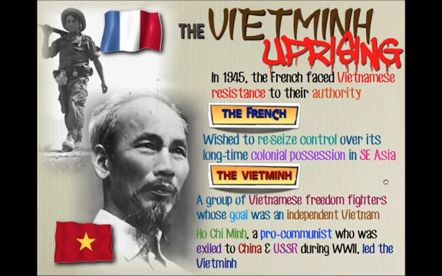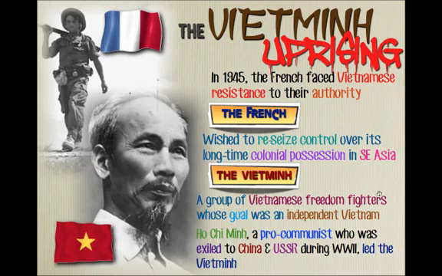Ho Chi Minh, a pro-communist who was exiled to China and the Soviet Union during World War II, led the Viet Minh. This has a big factor in which side the U.S. chooses. The U.S. began as a territorial colony. We revolted, got our independence. So everything says that we should side with the Viet Minh, with the country that wants to be independent, that wants to rule over themselves.